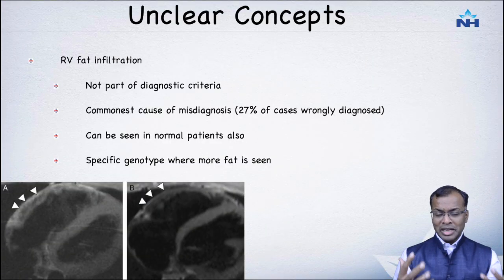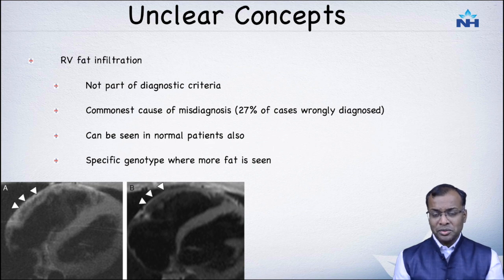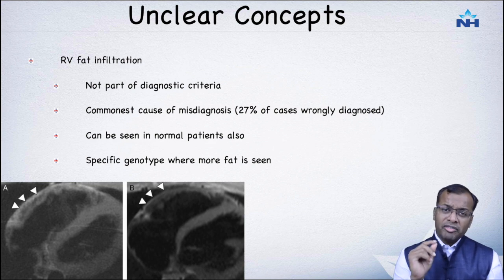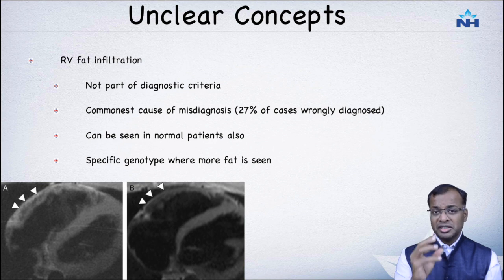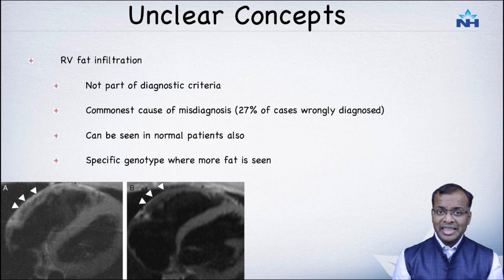So we've seen multiple cases, we've seen how we diagnose, what do we look for. Let's concentrate on some unclear concepts. The fibrofatty replacement of the RV myocardium is the primary histopathological reason for ARVC. However, it does not form a part of the diagnostic criteria as far as cardiac MR is concerned.